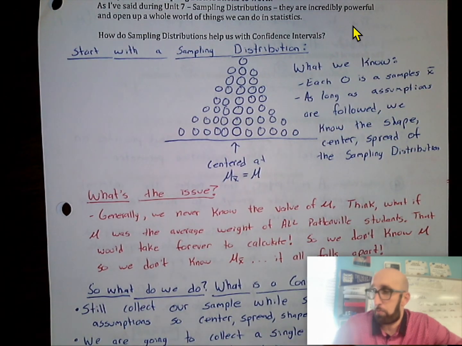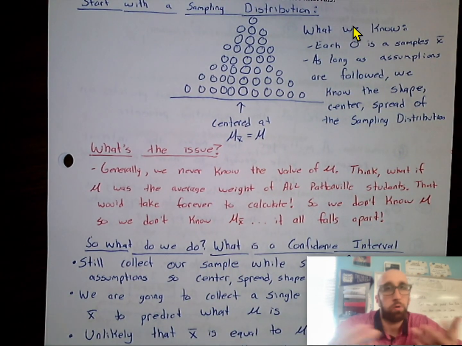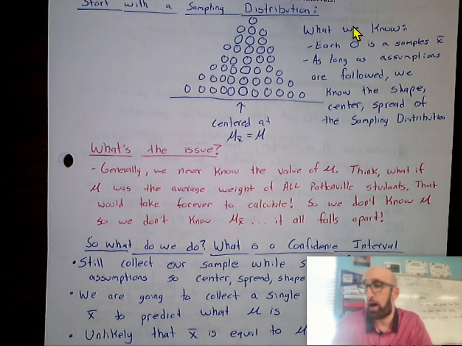So if I don't know what mu is, then I won't know what mu of x bar is. The whole sampling distribution problem from the last unit kind of falls apart. So the question becomes, what do we do? Where do we go next? And that's where a confidence interval comes in.